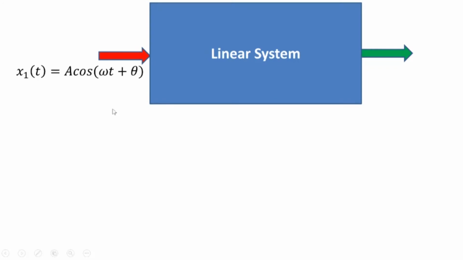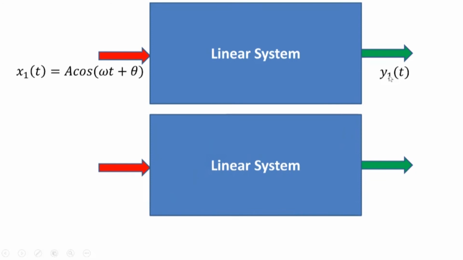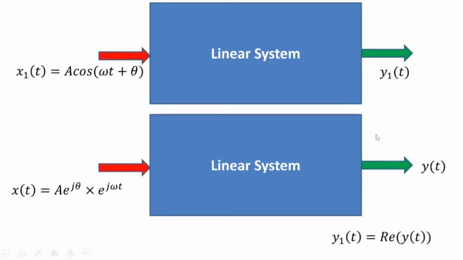So x1(t) is what I'm going to apply to my circuit. We said we're going to analyze our circuit using a sinusoidal signal. So this is what I'm going to apply, and this is what I'm interested in. But what we are saying is, you apply this signal, A e to the power j theta into e to the power j omega t. You'll get some response y(t), and how will you get y1(t)? y1(t) is nothing but the real part of y(t).